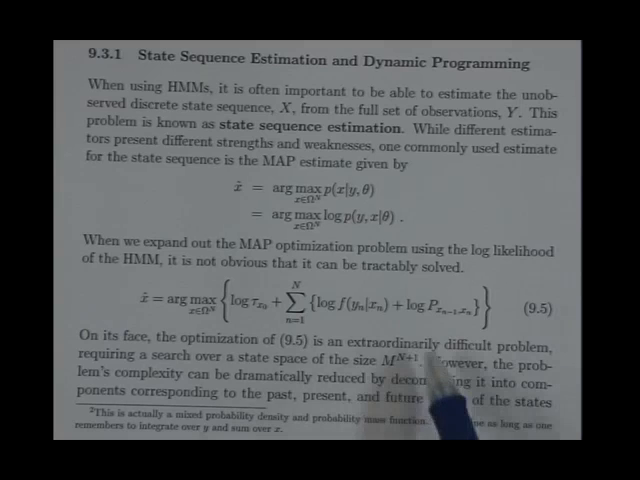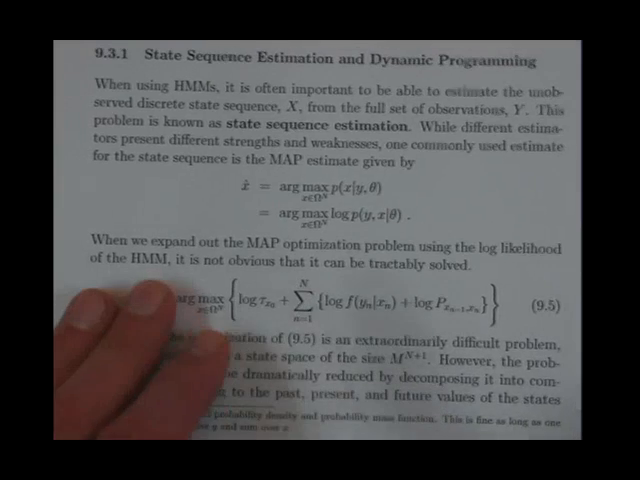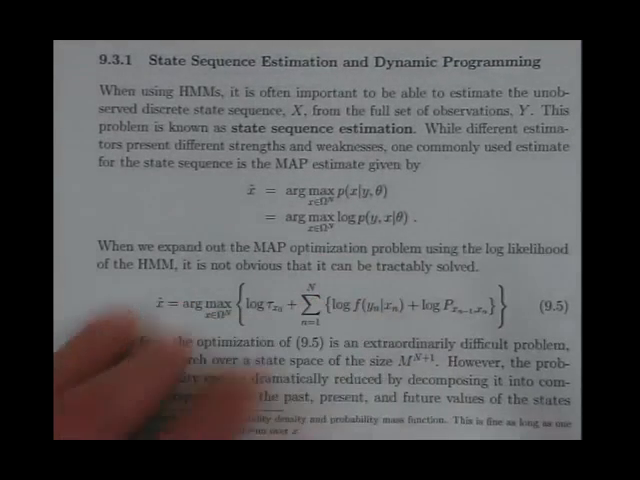So how do you solve this function to get the global optimum? Well, you can use what's called dynamic programming. Okay. How many people are familiar with dynamic programming? Dynamic programming is a clever kind of algorithm. It's extremely useful when you're planning a project.